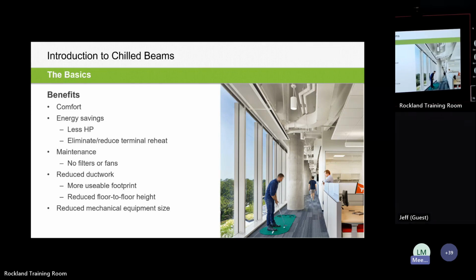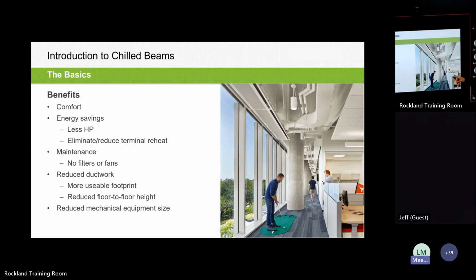And just to reiterate, we're talking about a number of decoupled systems today. You've got the fan-powered DOAS product option, but the chill beam products do not have filters in them or fans. So it's really just operating off that pressurized plenum and using the nozzles to induce the room air. There's not fans locally within the unit. You might have a VAV box upstream of the chill beam to modulate the airflow, but other than that, not many moving parts. And again, reduced ductwork, we talk about that, and mechanical equipment size.